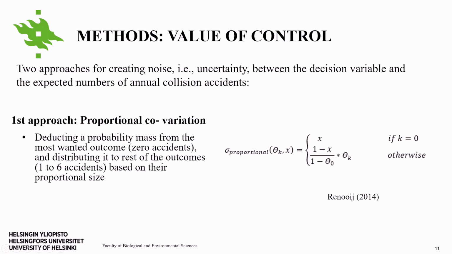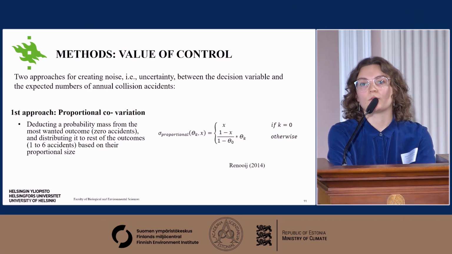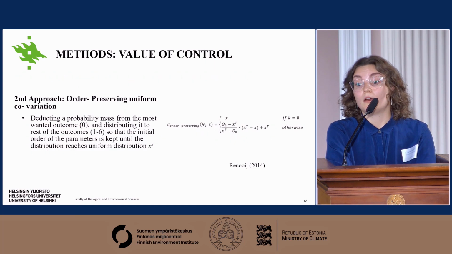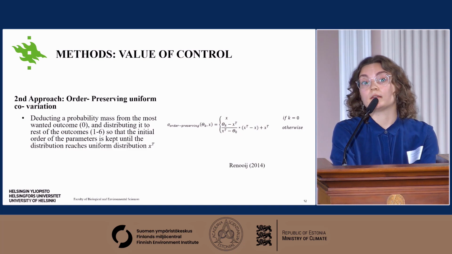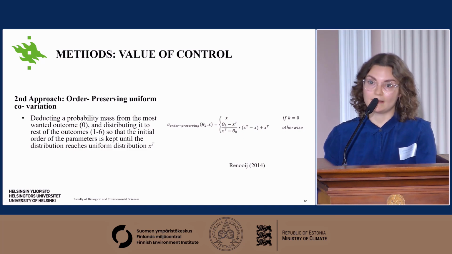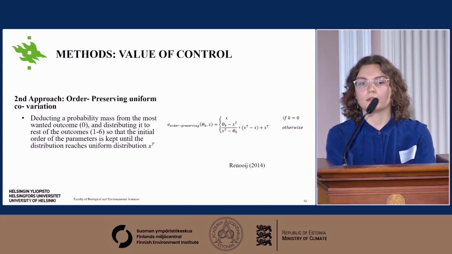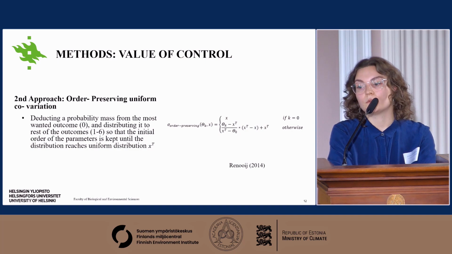What I wanted to do is look at the effects of no control on value of information. So this approach does not reach no controllability, because we still have some information in the probability distribution. And then the second approach to reach uniform distribution, or uncontrollability, in the probability distribution: I used the uniform covariation method, which is order preserving, so that maybe we could better see how no control affects the need for further information.